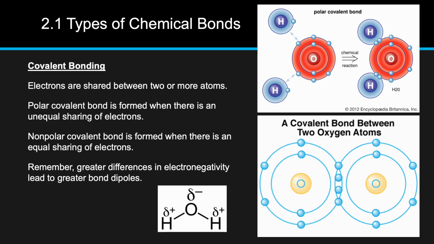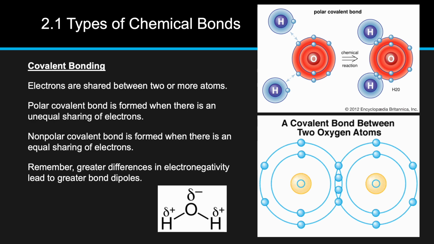So we just learned about ionic bonding and how electrons are being transferred. Now we're going to move into covalent bonding where electrons are going to be shared. So there are two types of covalent bonds that you need to worry about, nonpolar bonds and polar bonds. So a polar covalent bond is formed when there is an unequal sharing of electrons, while a nonpolar covalent bond is going to be formed when there is an equal sharing of electrons.